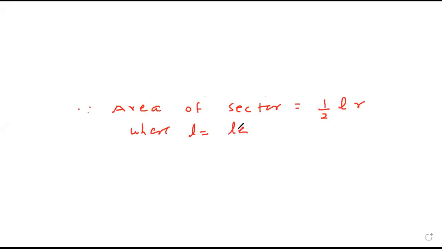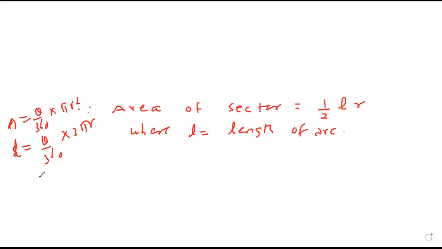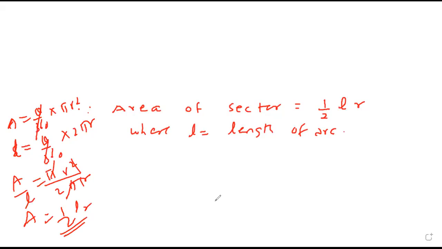Okay, one minute. I will just explain how we are getting this. Half L r, where L is the length of the arc. Length of arc L is theta upon 360 into 2 pi r, and area of sector is theta upon 360 into pi r square, which you said. Now if I divide these two, then 360 will get cancelled. Pi r square upon 2 pi r, pi cancels, r cancels. Can I say A is half L r? So area of sector is half L r, where L means length of arc.